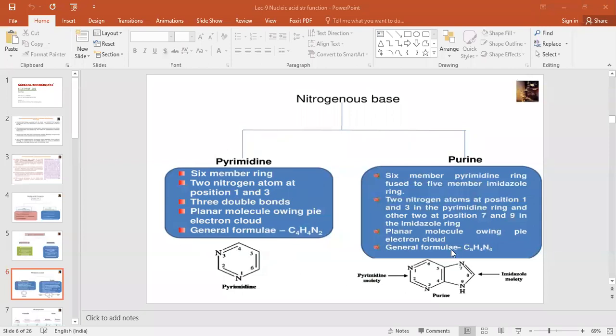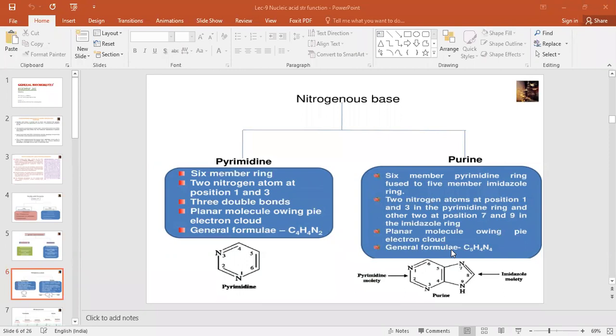Then what are the purines? Purine is also a combination of pyrimidine and the imidazole ring. It is a 6-member pyrimidine ring which is fused to the 5-member imidazole ring.